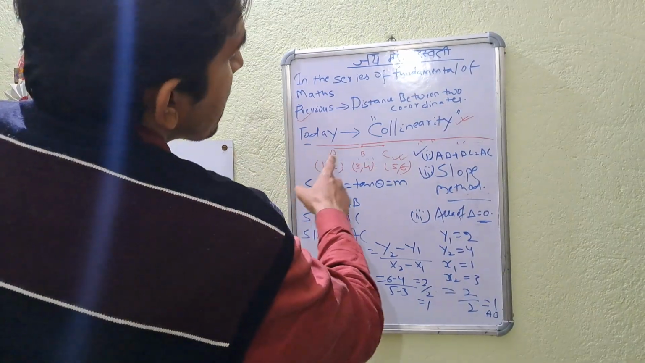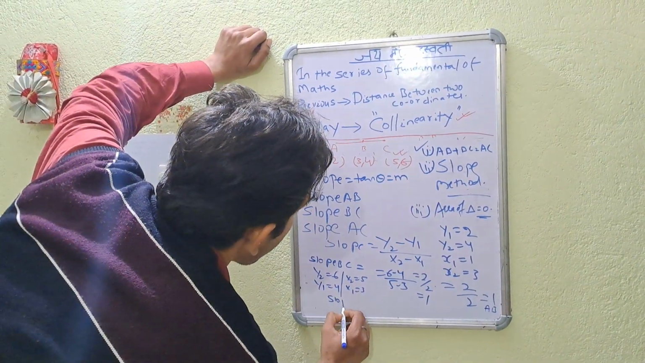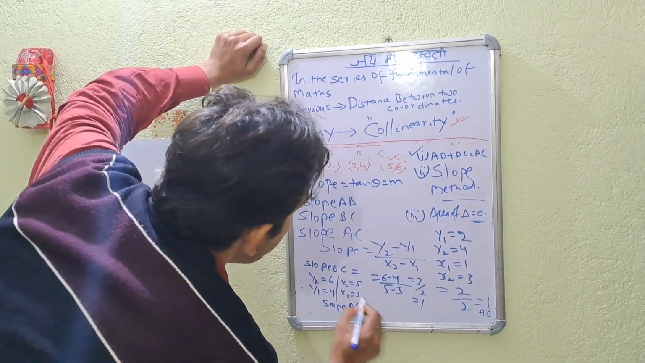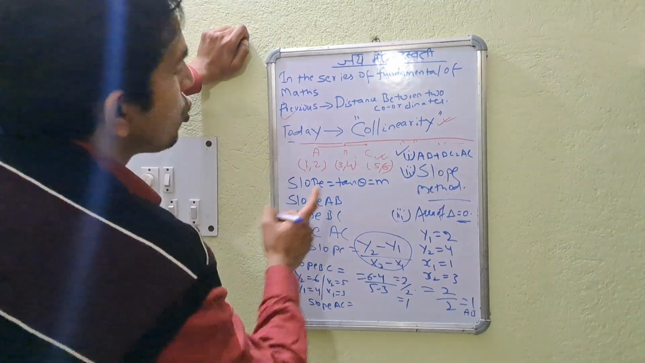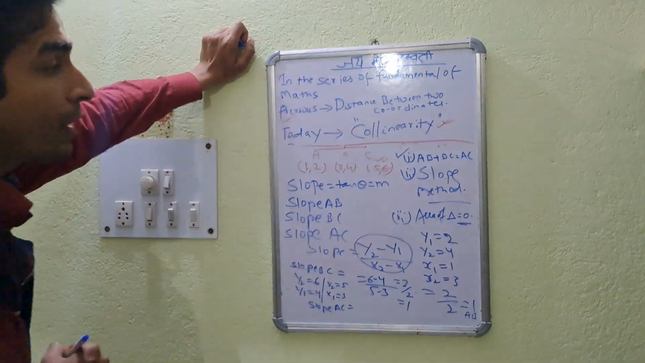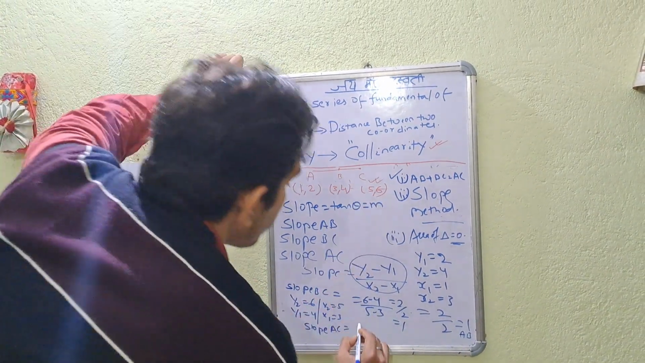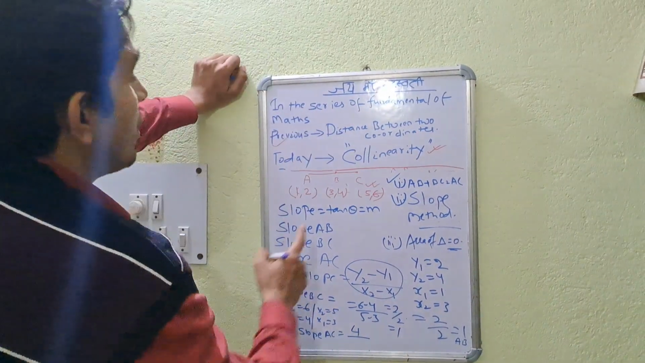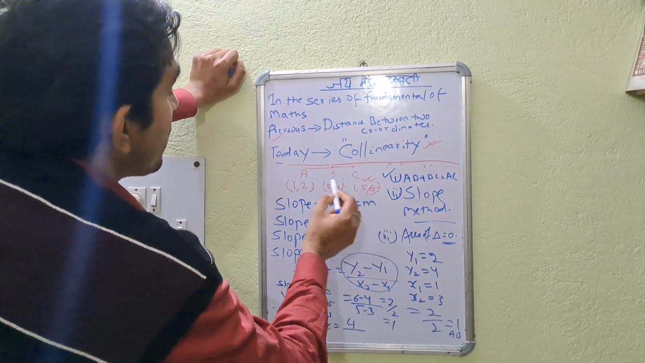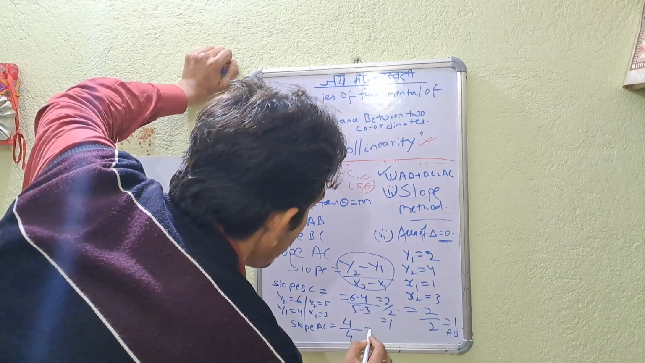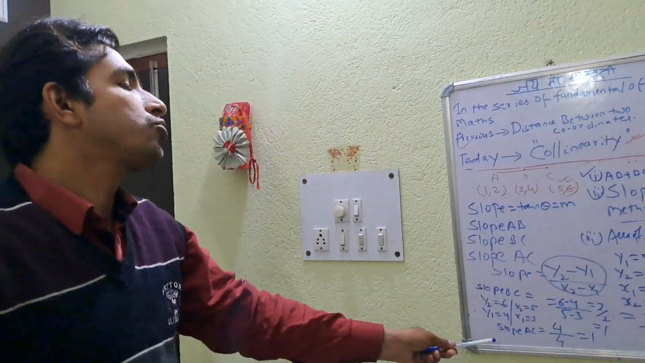Now we will be calculating the slope of AC. In the slope of AC, the same formula we will be applying. Slope of AC will be equal to y2 minus y1 by x2 minus x1. So we will be substituting the values of y2, y1, x2, x1. So y2 minus y1, 6 minus 2, 4, by x2 minus x1, 5 minus 1, 4. That will be 1.